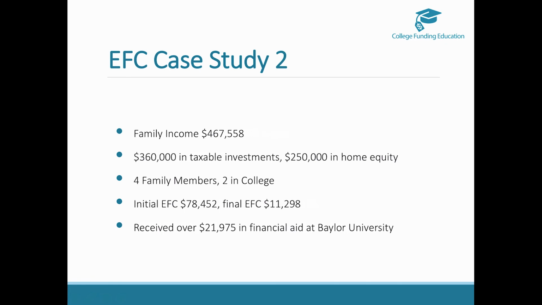All right, case study number 2, family income on the opposite end of the scale at $467,000 in income, $360,000 in taxable investments, $250,000 in home equity, 4 family members, 2 in college. The initial EFC was $78,000. The final EFC was $11,000, received over $21,000, almost $22,000 in financial aid at Baylor.